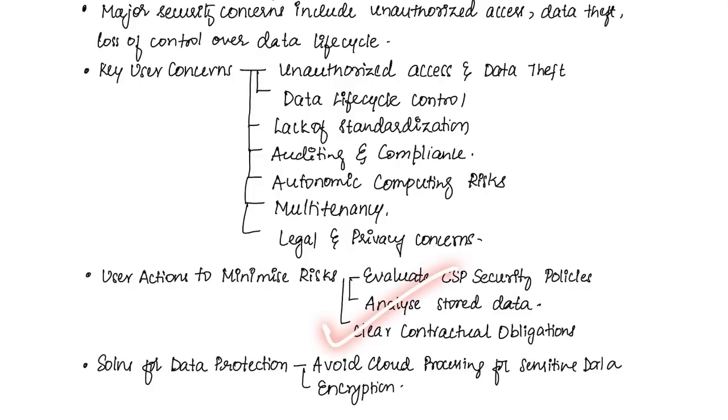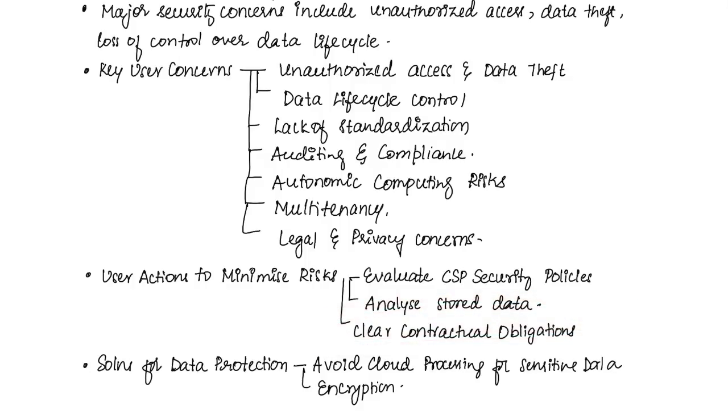Then we have clear contractual obligations. So the contracts with the CSPs should be defined properly. They should state the CSP's obligations to handle your data properly, to handle your information securely, and the liability. If something happens to my data, you should be responsible. The CSP's liability is again a main thing here. And then data ownership, geographical storage of my data, and backups. Again, all those things are part of the clear contractual obligations.